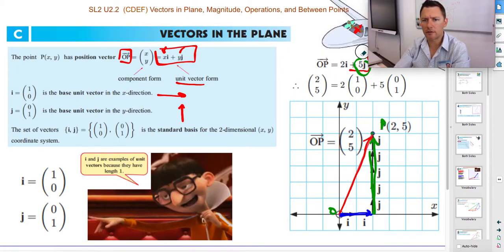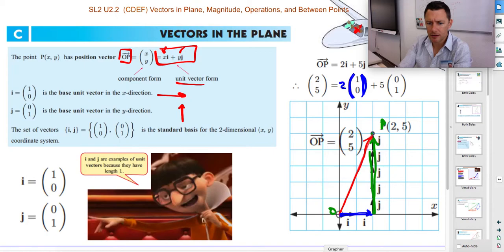Another way to think about this is to say I have 2 of these, and this thing is a unit vector, which means it's 1 unit long. It's only 1 over in the X and none up in the Y. So this piece is one of these, and this is saying I have 2 X unit vectors. And also I have 5 Y unit vectors. This says I don't go over any, but I go up 1. That's one of these, so this is saying I have 5 of those. So these are 3 different ways to represent it.